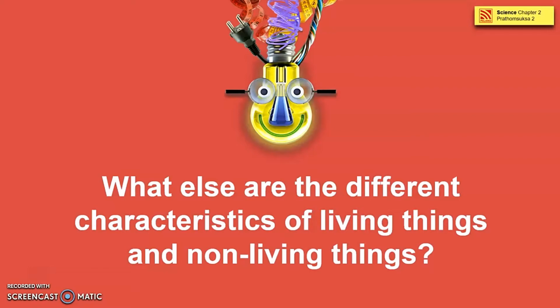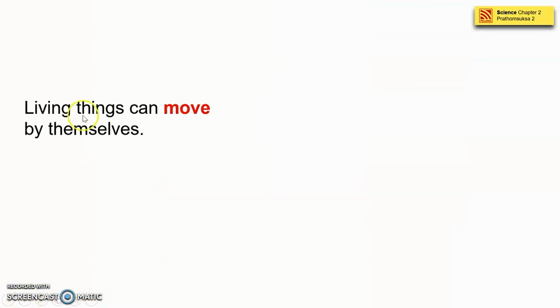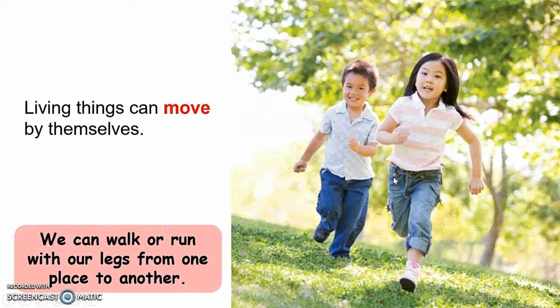This time we are going back again to the video so that you have an idea what you are going to answer in the book. Okay? So what else are the different characteristics of living things and non-living things? So here, living things can move by themselves. Look at the children. They are running around in the garden. So we can walk or run with our legs from one place to another. Even the animals can run, can walk, because they are living things.